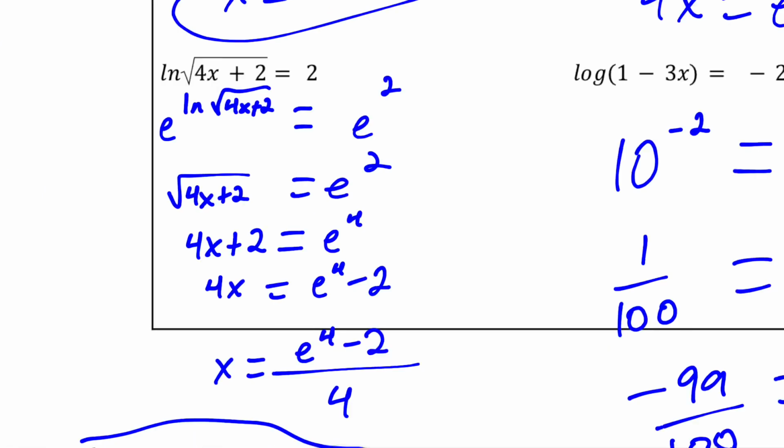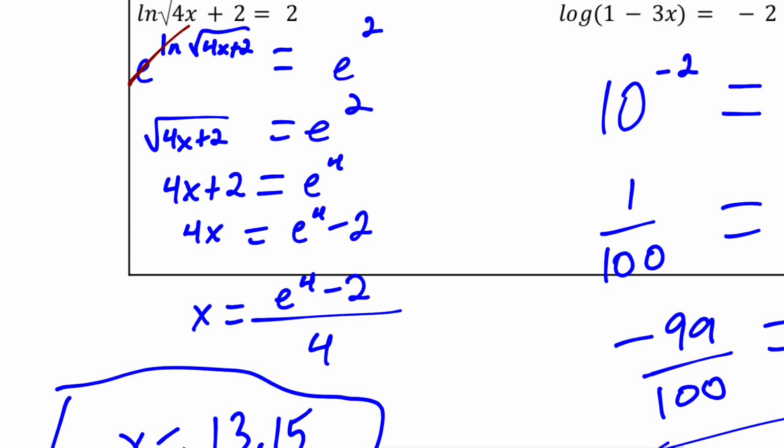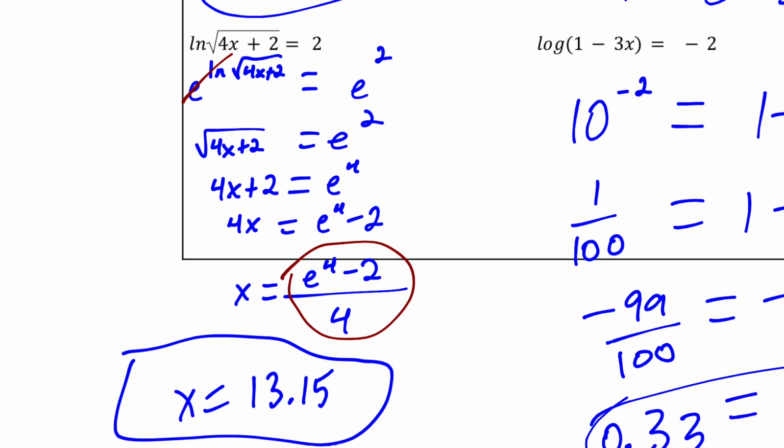For this one, I'm going to take e to the power of on both sides, and that allows me to cancel out. And then I have the square root of 4x plus 2 is equal to e squared. So if I square both sides, this now becomes e to the 4th. And then I can subtract 2 and divide by 4. This is what I would put into the calculator. It's about 13.15.